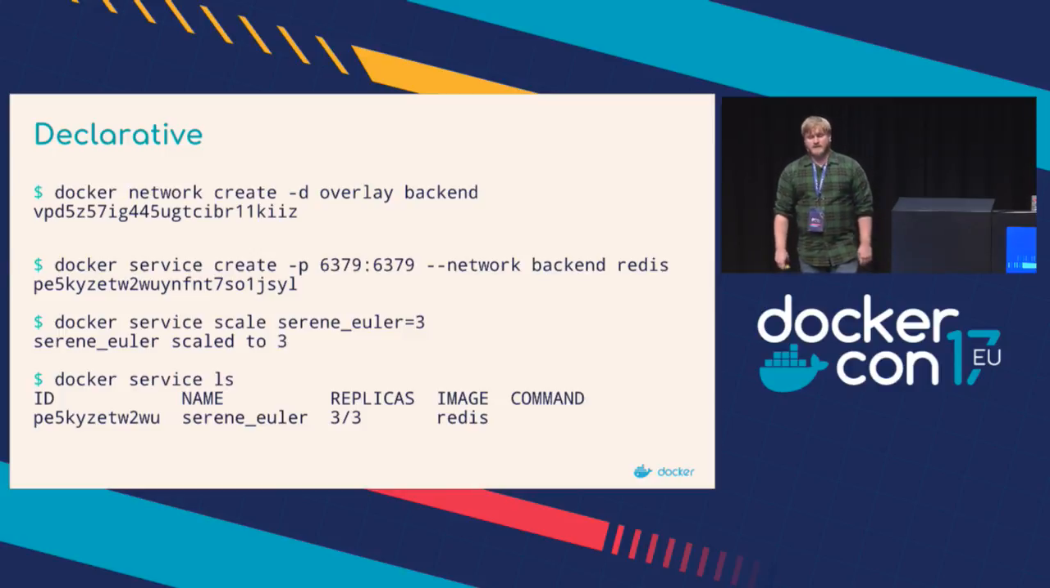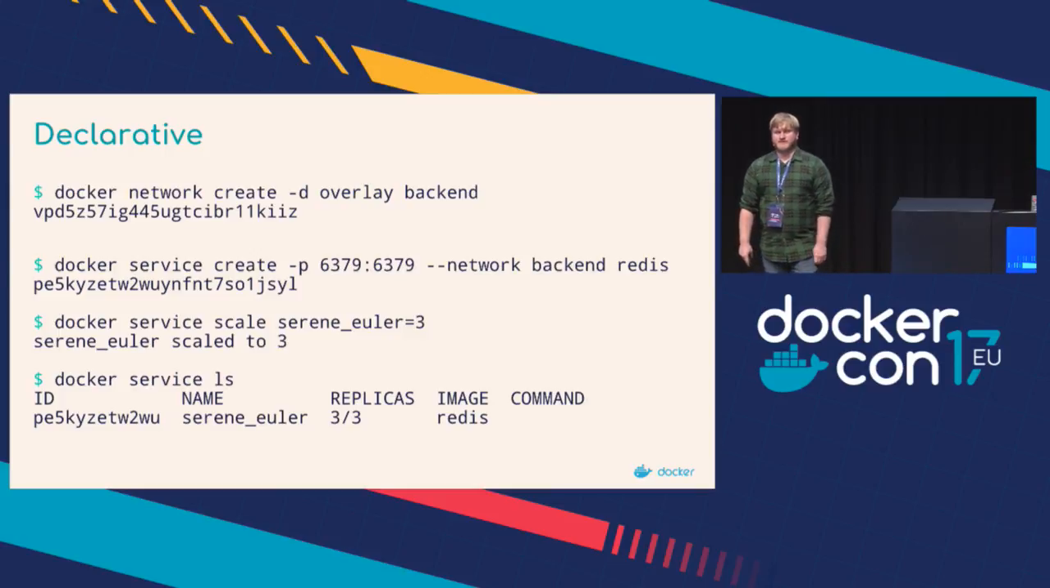So we do this by declaring objects. In this example, we declare a network. We declare that it's an overlay network, and we call it backend. Then we can create a service and attach it to that network. Redis, of course, is the example service that one must always use. Then we can change the properties of that service by saying scale this. The service that we created gets a random name here, so we say scale serene_euler=3. And then we can actually observe that with a docker service ls command.